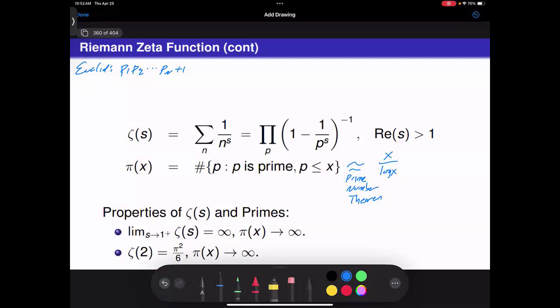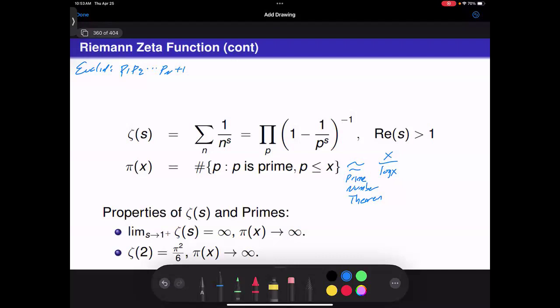So how many squares would you have less than x? About... how many numbers do you have whose square will be less than x? Square root of x. So the fraction of numbers that are perfect squares would be root x over x, or 1 over root x. How many numbers would you have that are perfect cubes less than x? X to the 1/3. You would have x to the 1/3 divided by x, or x to the negative 2/3.